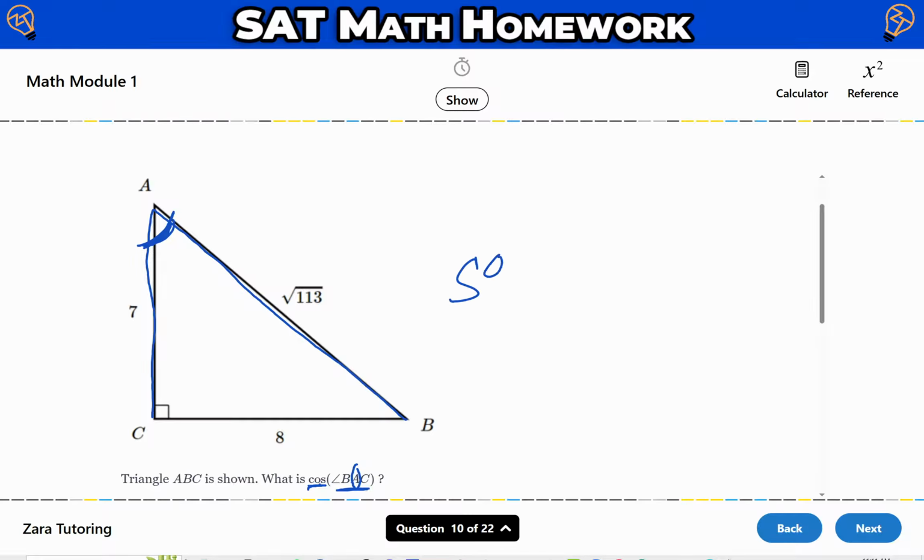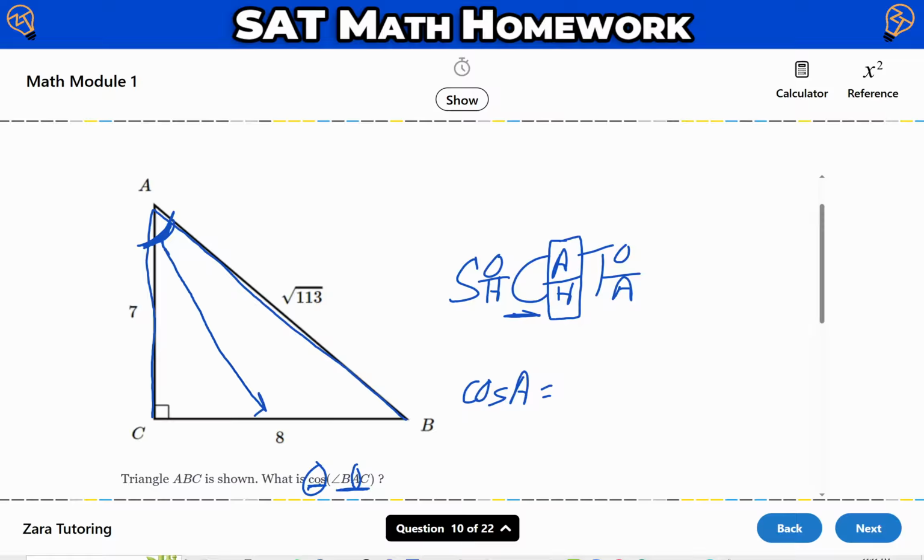Now, according to SOHCAHTOA, which you definitely want to have ingrained in your mind for the relationship between the opposite, adjacent, and hypotenuse sides, cosine is defined as adjacent over hypotenuse. So we could just say cosine A, we're going to do adjacent over hypotenuse. So let's label these. The easiest one to me is opposite.